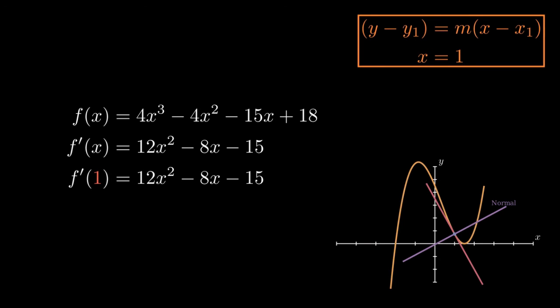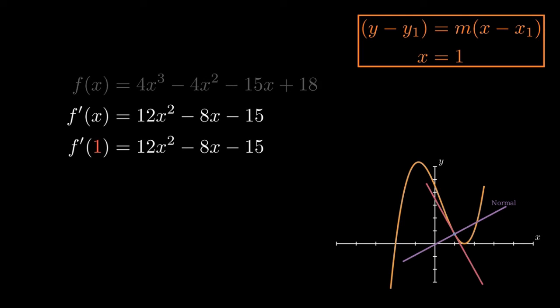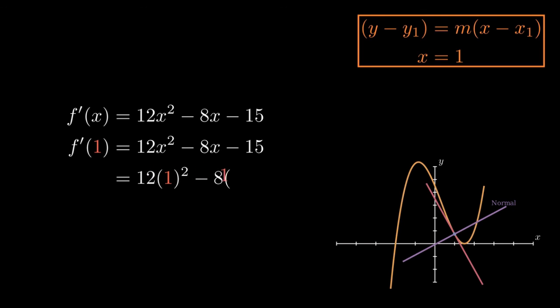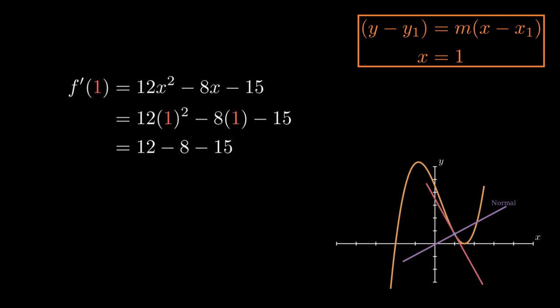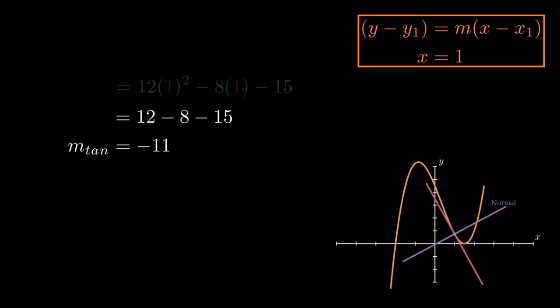And then we want to find the gradient at x equals 1. So we stick in 1 for x. Okay. And a nice, easy calculation. We get 12 minus 8 minus 15, which, quick, works out to negative 11. So that is the gradient of the tangent.